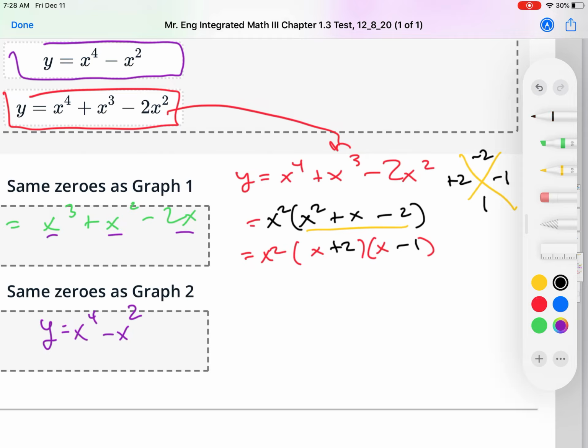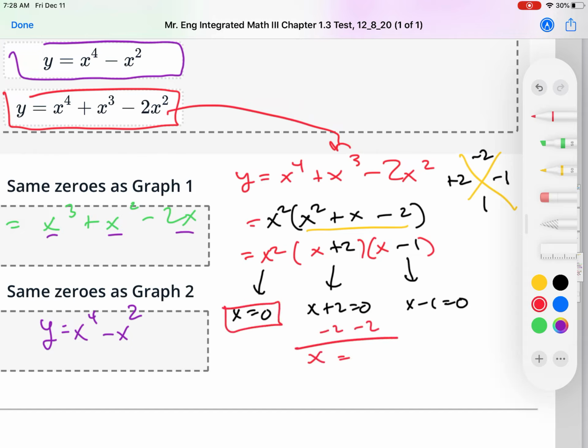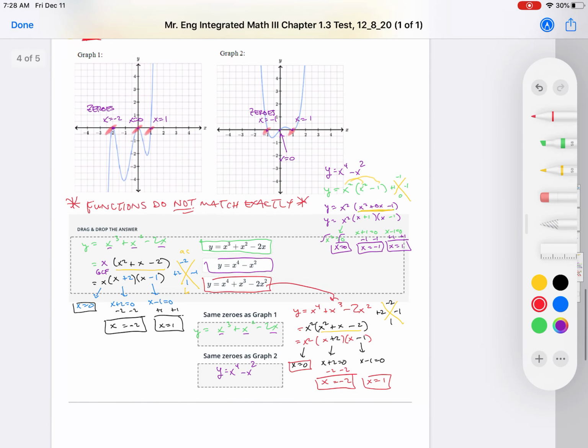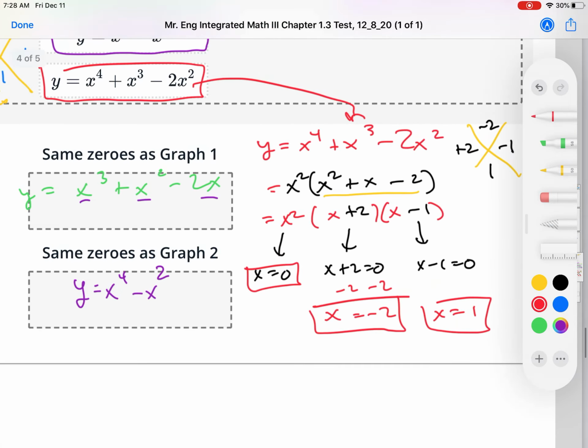And then we're just going to apply the zero product rule here. X equals 0. Set each of those equal to 0. That's already solved. Yay. Subtract 2. X equals -2 and x equals 1. So which one has 0, -2, and 1? That would be graph 1. So I'm going to copy and paste that one.